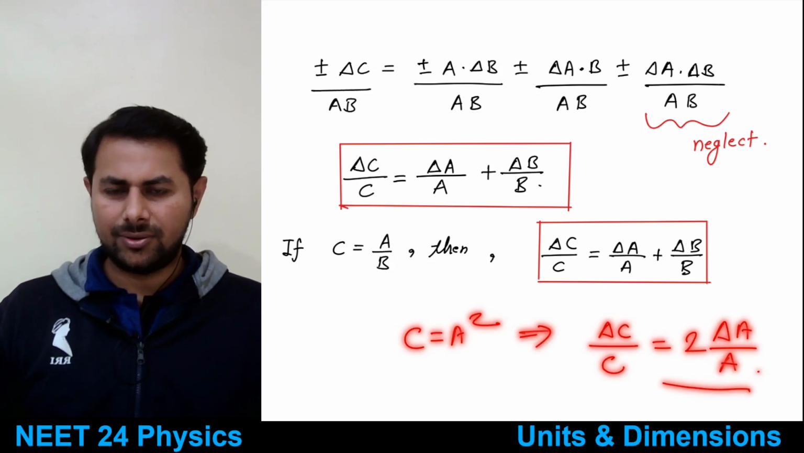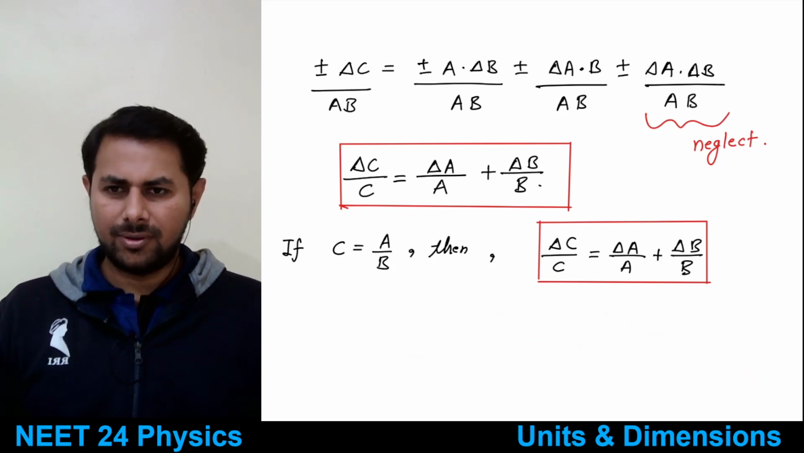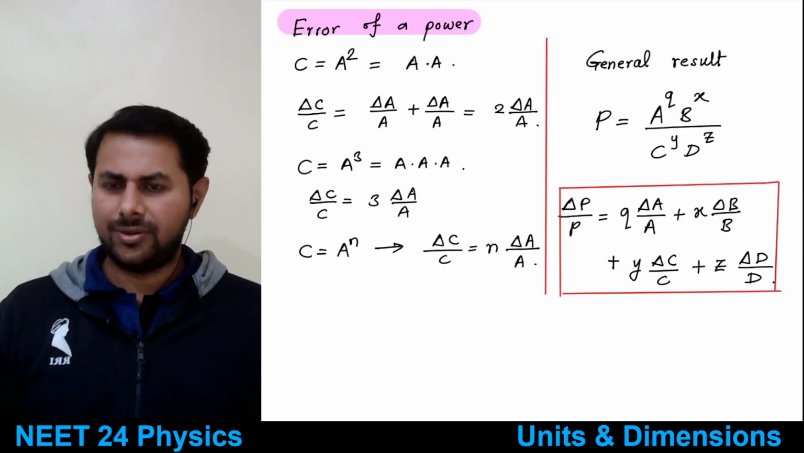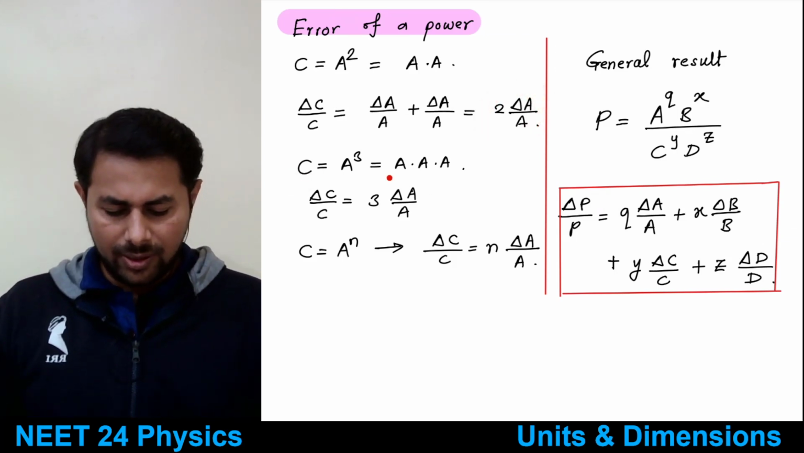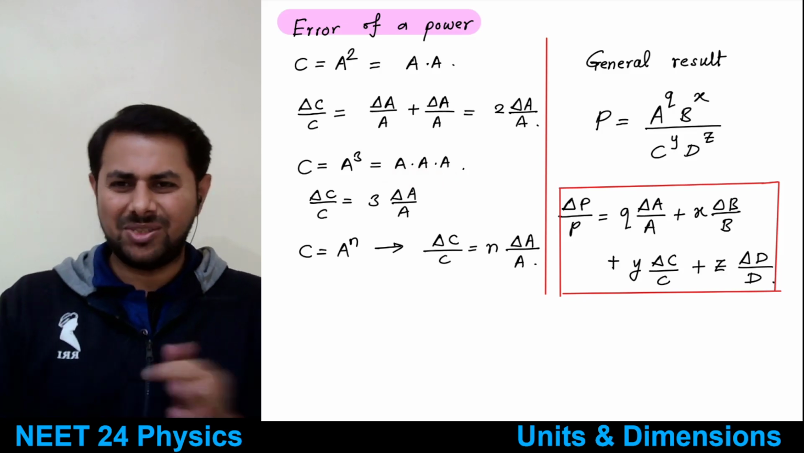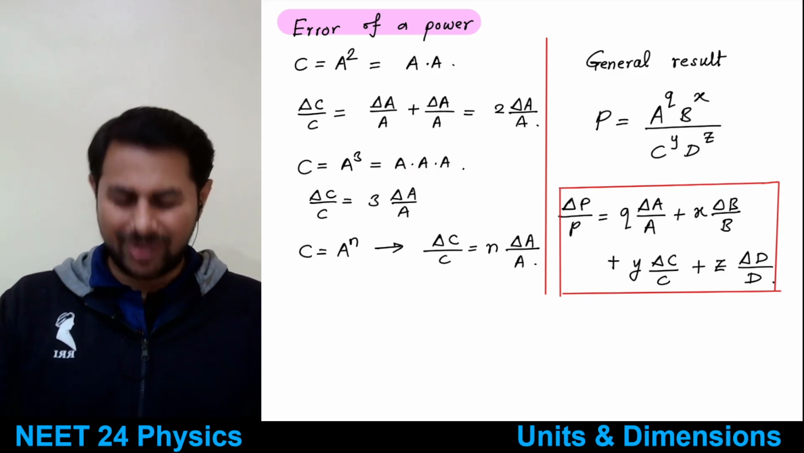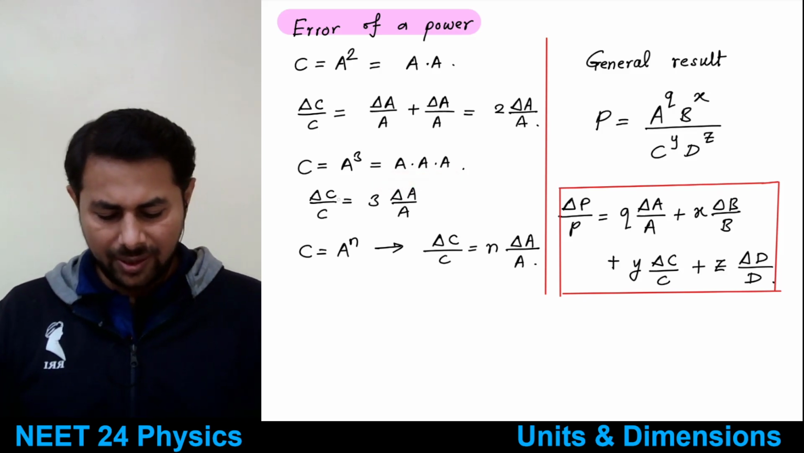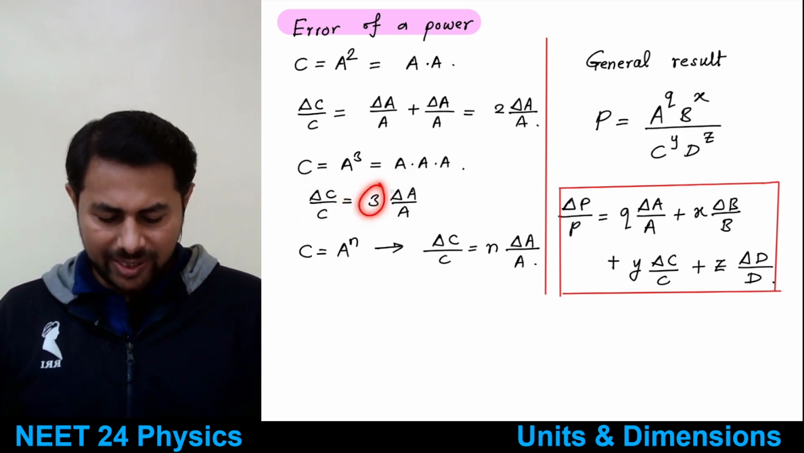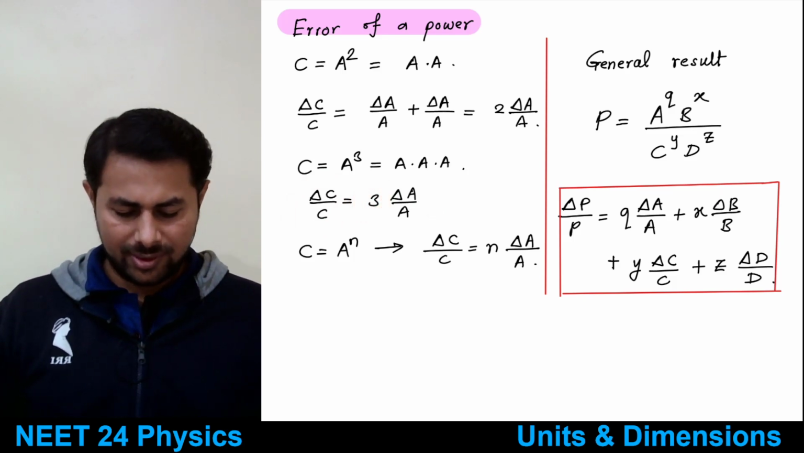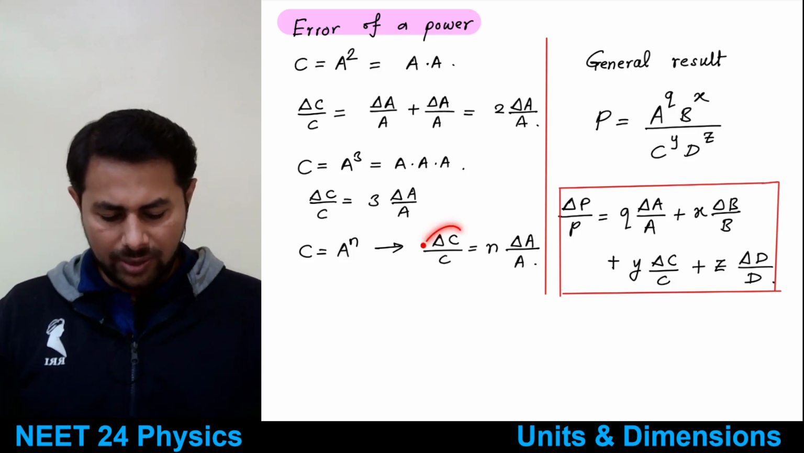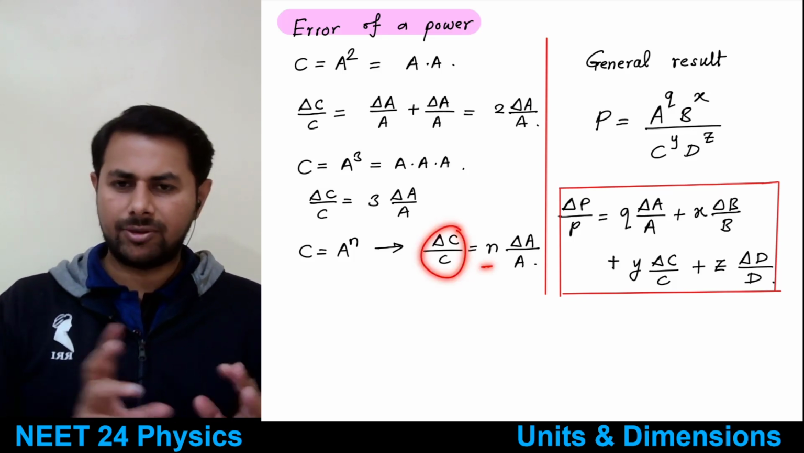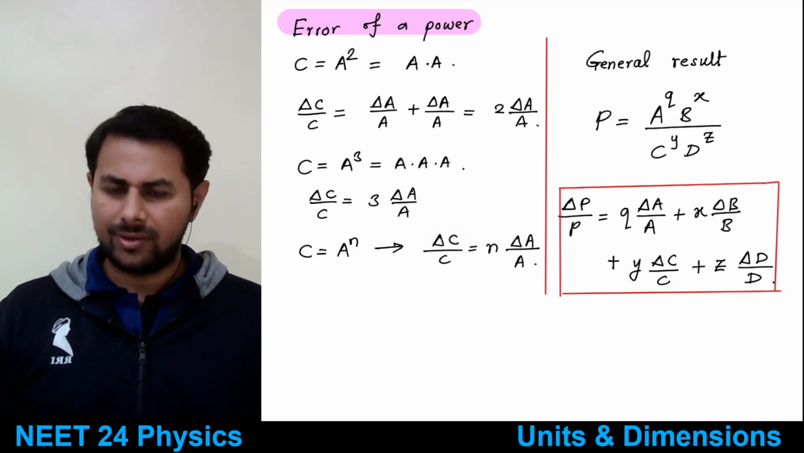This is clear? Yes, no? Okay, very good. So if you have C equals A cube, that is A times A times A, you are 3 times multiplying A. Then delta C by C will be 3 times delta A by A. And if you have C equals A raised to n, then delta C by C will be equal to n times delta A by A. Very, very simple.